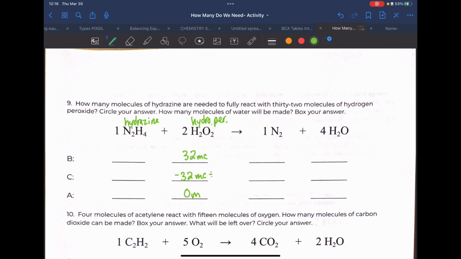In order to do that, how many times do we need to do this reaction? 32 divided by 2 is 16. So we do the whole thing 16 times. 16 times 1, we're going to use 16 molecules of hydrazine in order to do this reaction 16 times. We're also going to make 16 molecules of nitrogen. To get the number of water molecules, we do 16 times 4 to get plus 64 molecules of water. And then we can just fill in the rest.